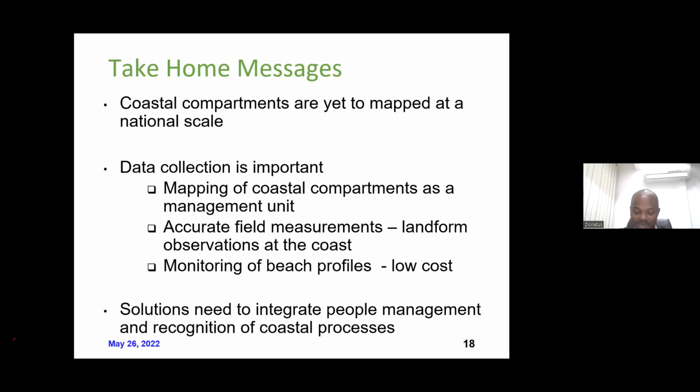Lastly, we need to map out, for example in Ghana, the entire coastline, the different compartments, so that we can confidently say that this is what is happening at this section of the coastline, and this is the action we have to take. Other than that, when we take actions, we will soon be experiencing the same problems. Thank you.